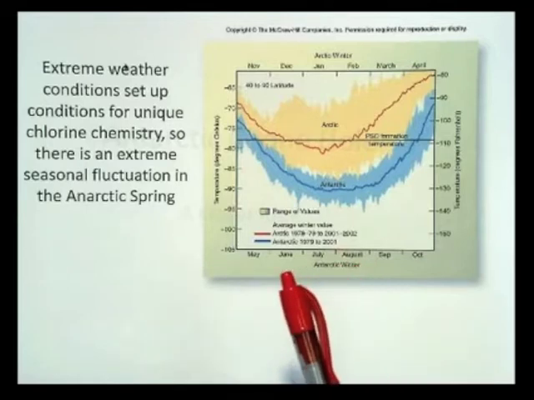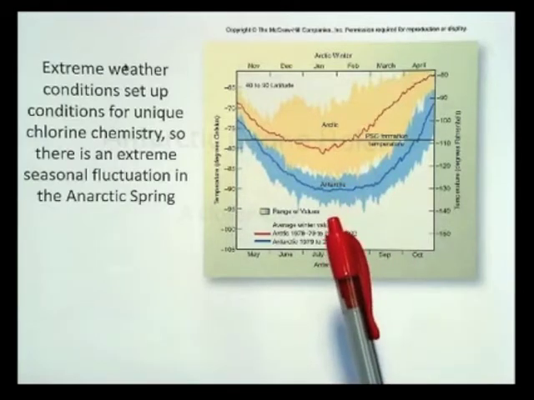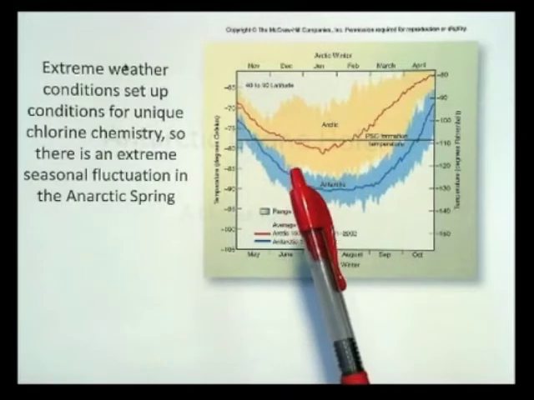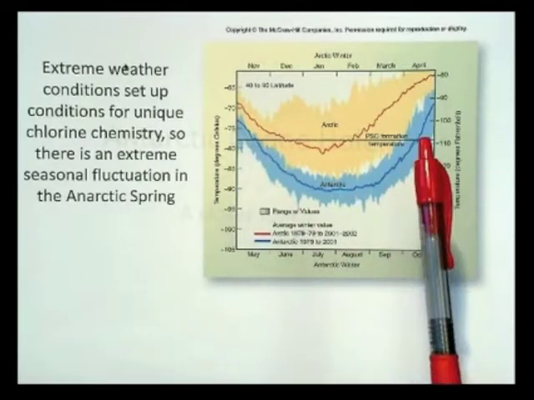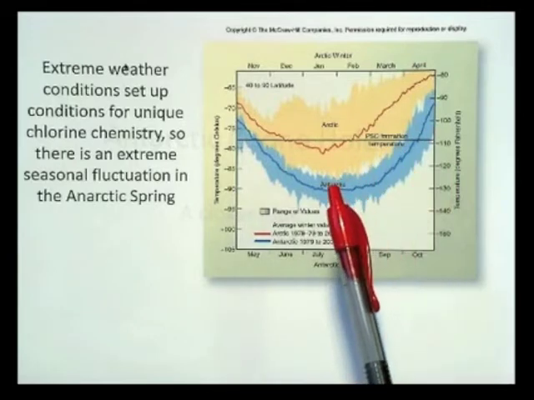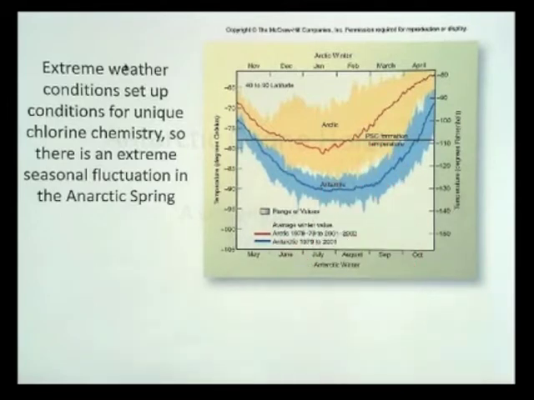So anyway, what you see is that the Antarctic is colder than the Arctic. Well, I'll explain this graph real quick first. The blue line is the average temperature at the Antarctic, and the red line is at the Arctic, and then the shaded regions are showing the range in values over time.